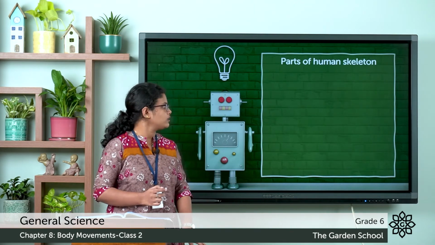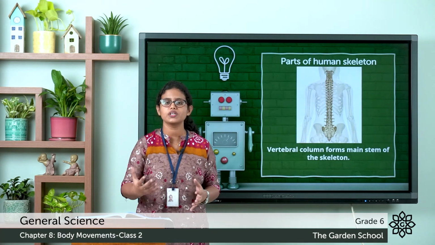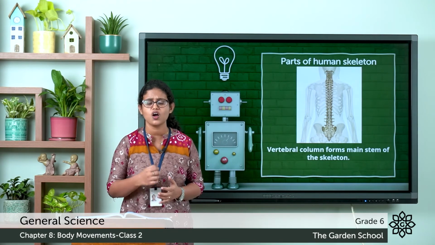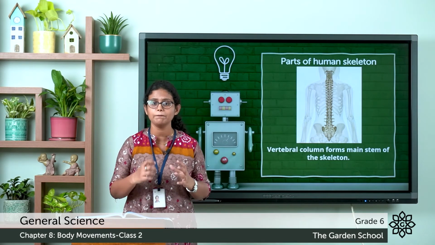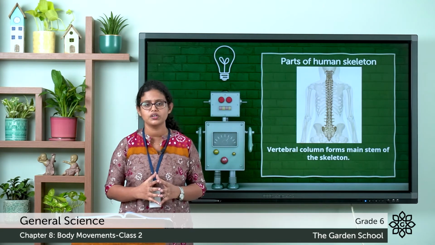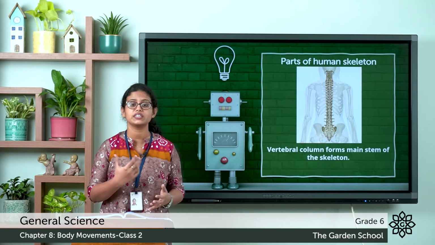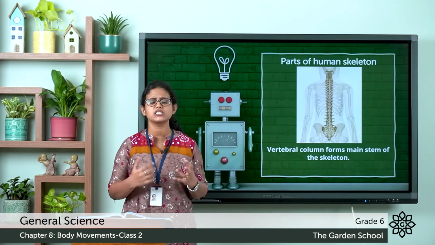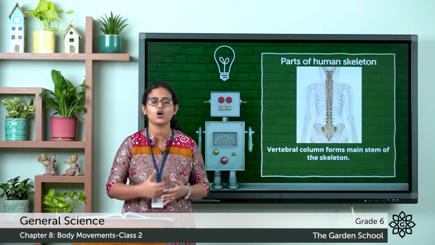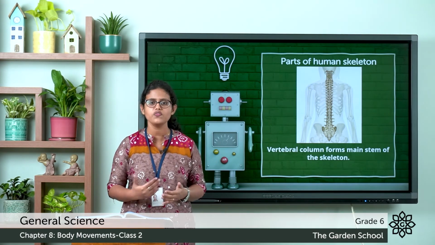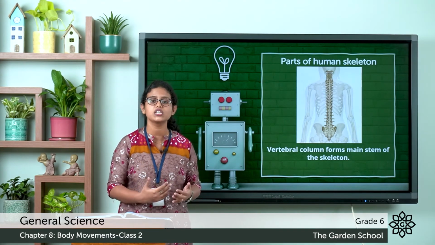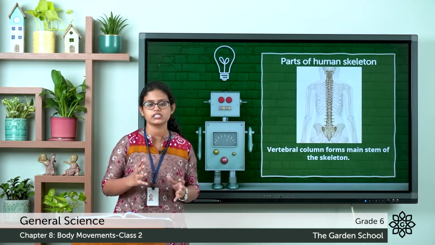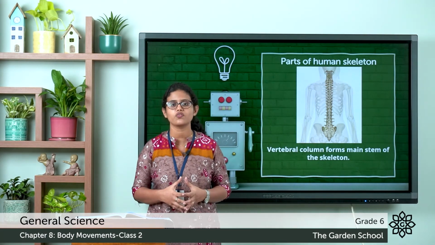Moving to the next one, that is the vertebral column. Have you ever felt a bone that is running from the base of the skull that continues till the hip? That is your backbone, or the vertebral column, or the spine. So we all are able to bend our body, right? How is it possible? That is because of this flexible column of bones, the vertebral column. Vertebral column forms the main stem of the skeleton.